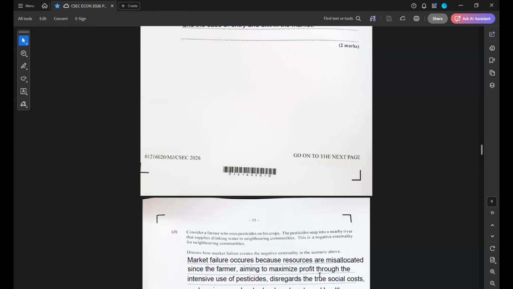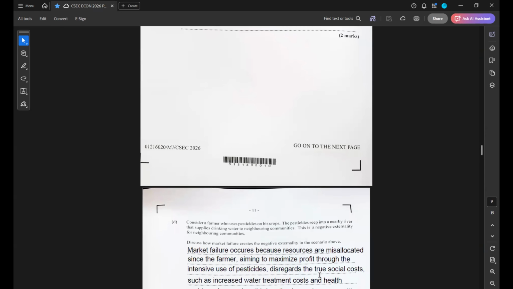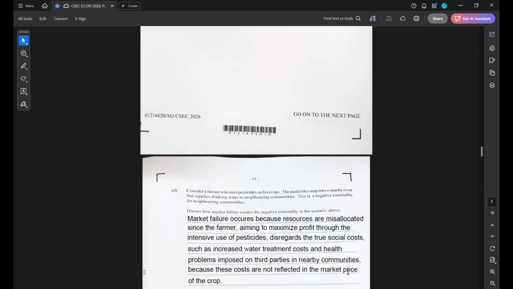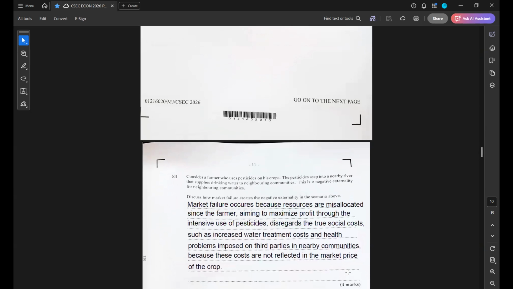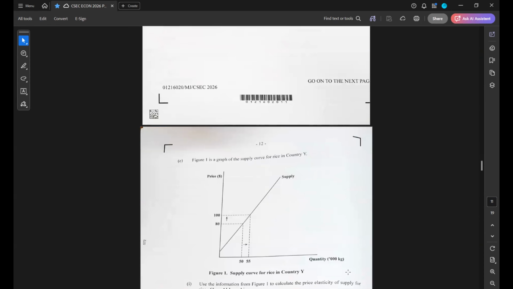Market failure occurs because resources are misallocated, since the farmer aiming to maximize profit through the intensive use of pesticides disregards the true social costs, such as increased water treatment costs and health problems imposed on third parties in neighboring or nearby communities, because these costs are not reflected in the market price of the crop. Very simple and very direct, straight to the point, no fluff in this. Moving on. We don't have time to waste.